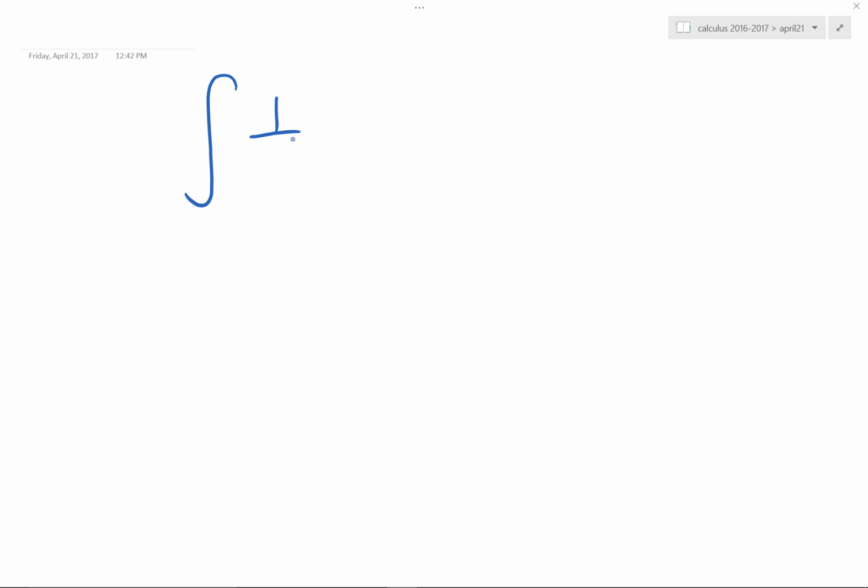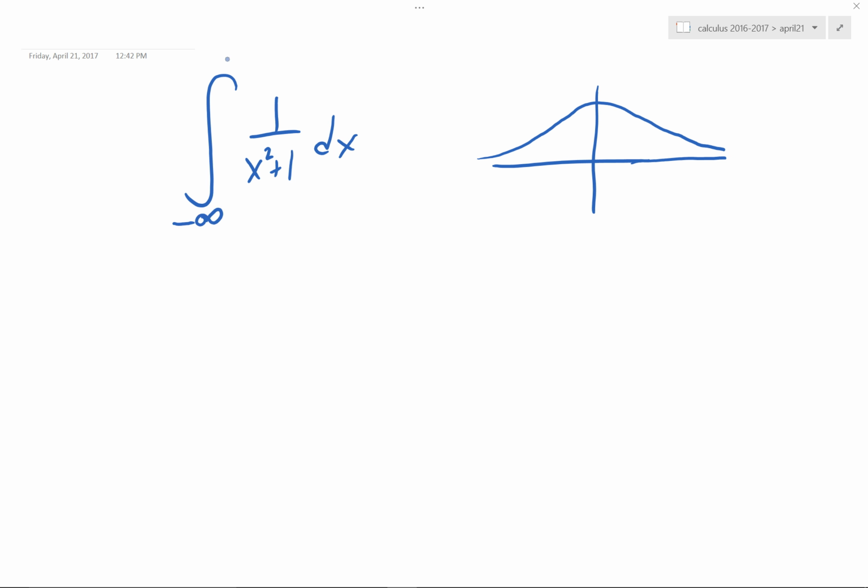Hey, 1 over x squared plus 1. I feel like that looks like this. Those of us in stats go, hey, that looks like the normal. It does look like the normal, but it's not. But what if I wanted to integrate from here to there? What does that give us? It's an improper integral. So what do I have to do?